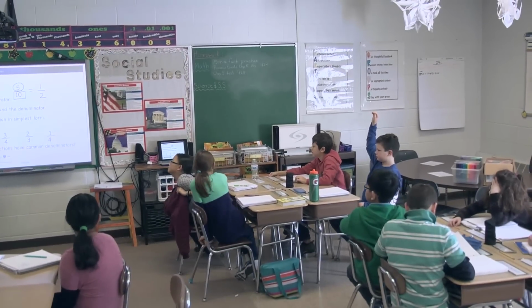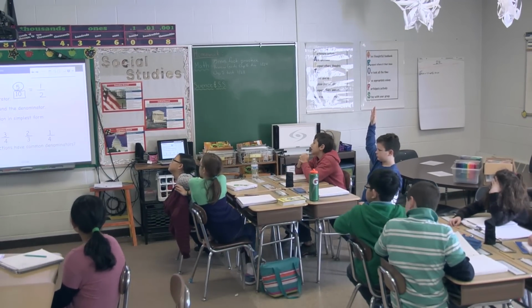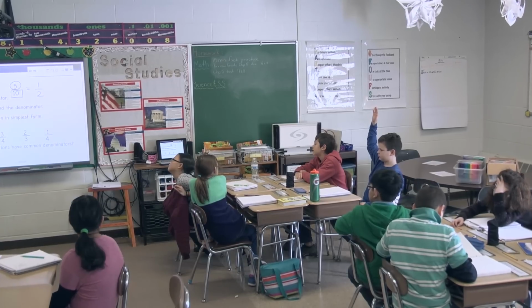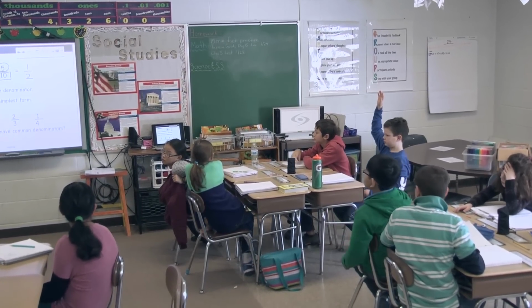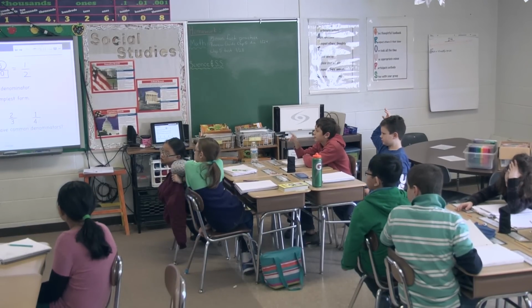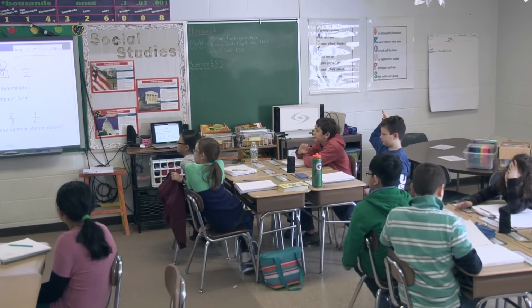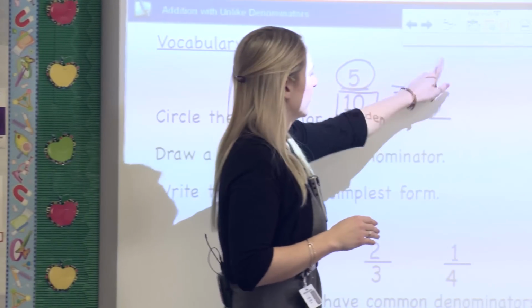The only number that the numerator and denominator are both divisible by, that you can get the lowest number. It's 5 divided by 5 equals 1, and 10 divided by 5 equals 2. You can't get any lower than that. Okay, I like that. I want somebody to build off of Evan's ideas. So we know 5 and 10 are both divisible by 5, and then we get 1/2.